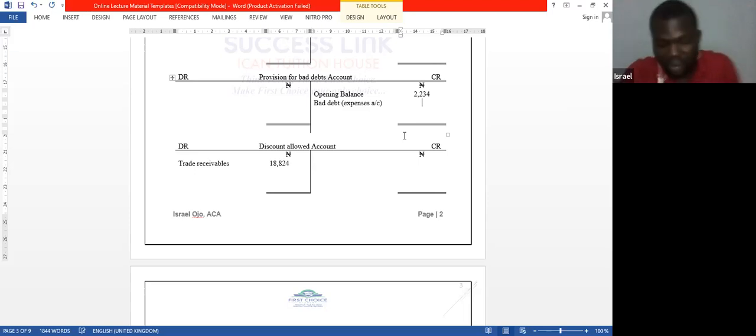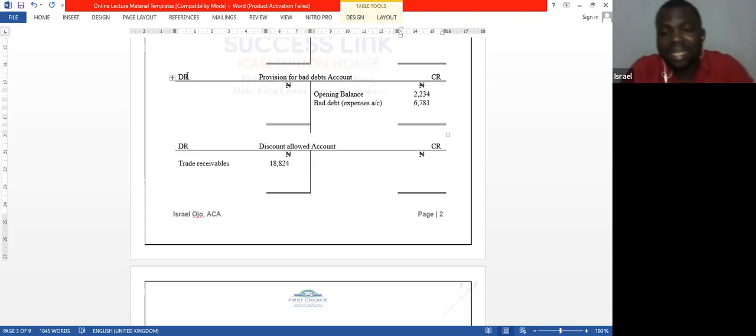And the difference now is this. So we have 9,015 minus 2,234, which gives us 6,781. That is the figure that will be taken, because that's the first leg.